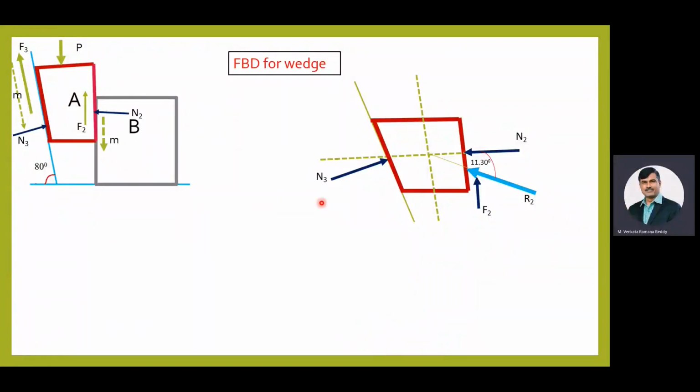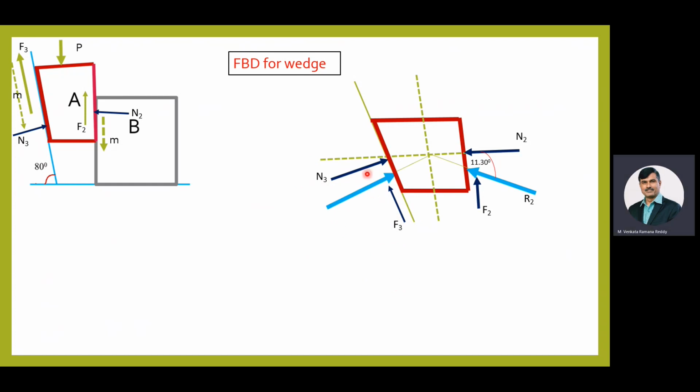N3 is the normal reaction exerted by the wall on the inclined surface of the wedge. This normal reaction N3 is perpendicular to the inclined surface of the wedge. F3 is the frictional force between wall as well as inclined surface of the wedge. Here, the friction force is acting along the contact surface of wall as well as wedge in the upward direction. Now we'll draw the resultant force for normal reaction N3 and frictional force F3.